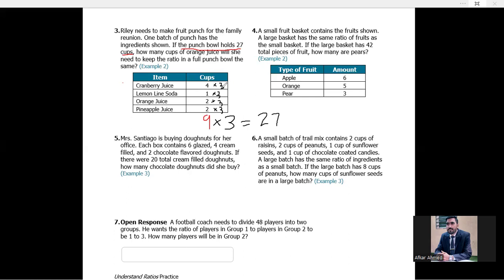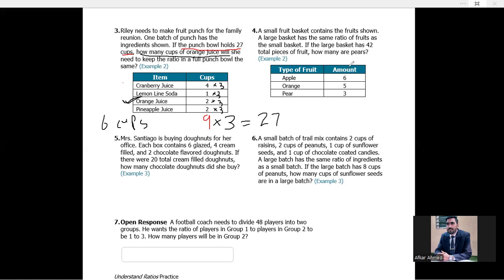Now this was our main task, to make 27 cups. But there is another question here. How many cups of orange juice will she need to keep the ratio same? So if we look there, the orange juice is given here. So in front of orange, we have mentioned 2 times 3. So 2 times 3 is 6 cups. So basically, she's asking how much orange juice will be there to make the same ratio. It's 2 times 3, which will be 6 cups. Okay.